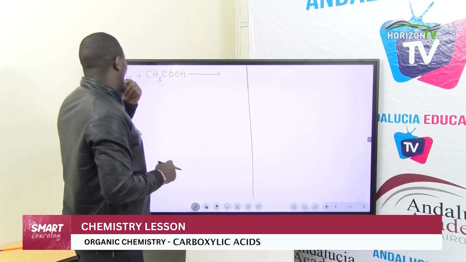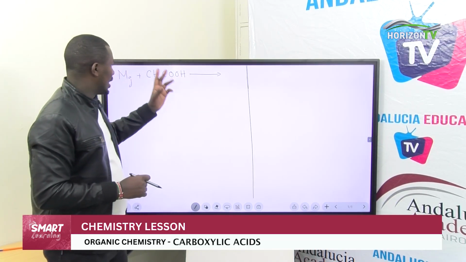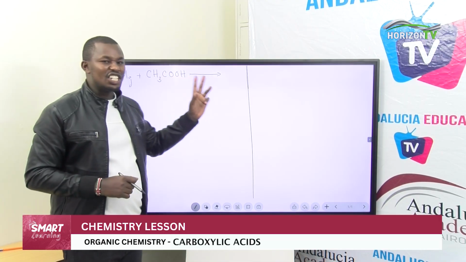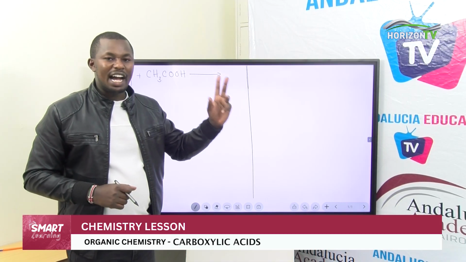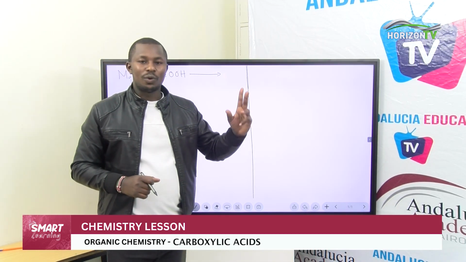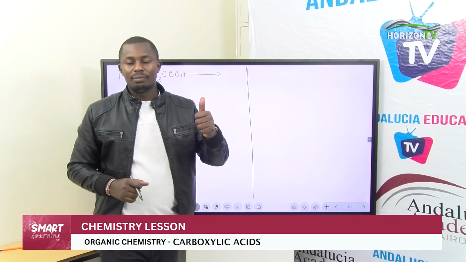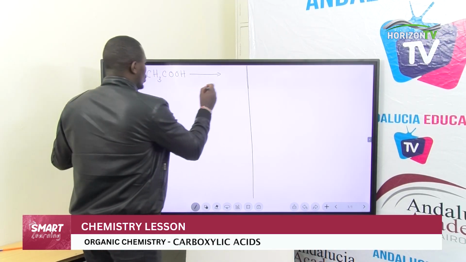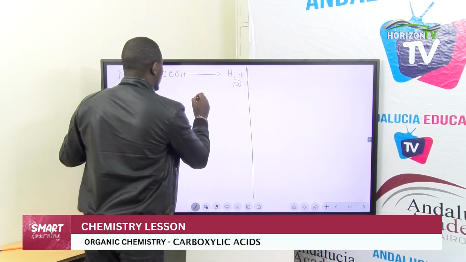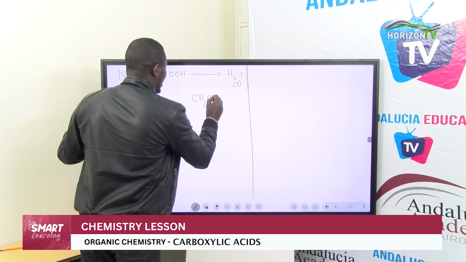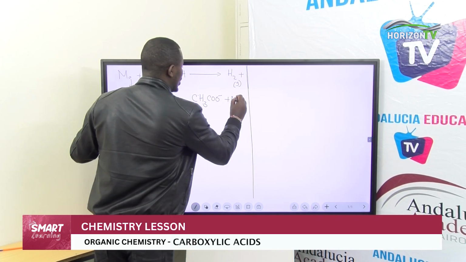So here, I need to determine first the formula of the salt. The magnesium ion reacts with ethanoate ion to form magnesium ethanoate. So here I'll have hydrogen as a gas, plus the salt that will be formed after the reaction of ethanoate ion plus magnesium ion.